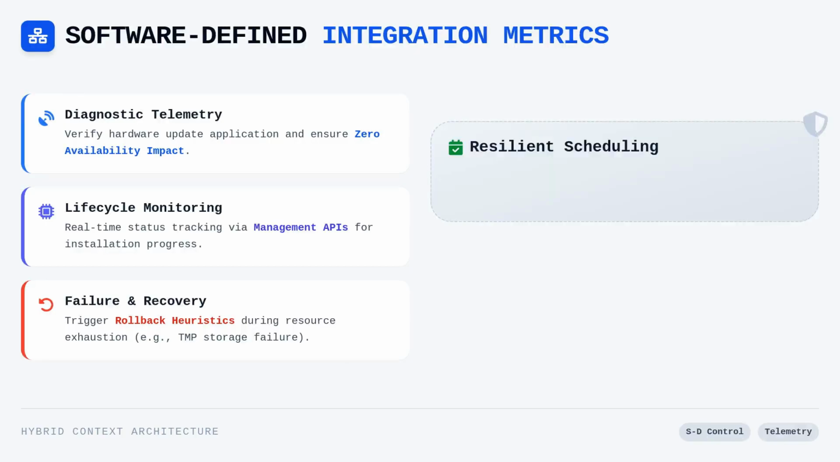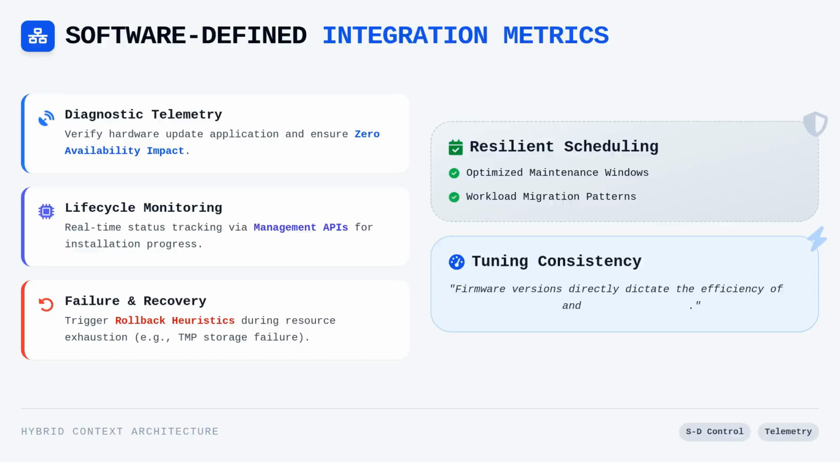Understanding these failure modes allows us to design more resilient deployment schedules that account for maintenance windows and workload migration patterns. We aim to keep performance tuning consistent, as firmware versions directly influence the efficiency of data packet processing and power management algorithms.